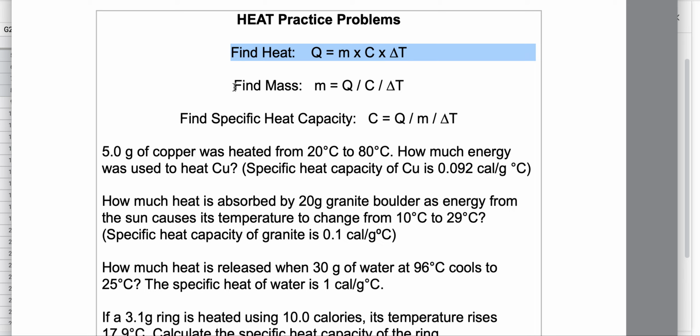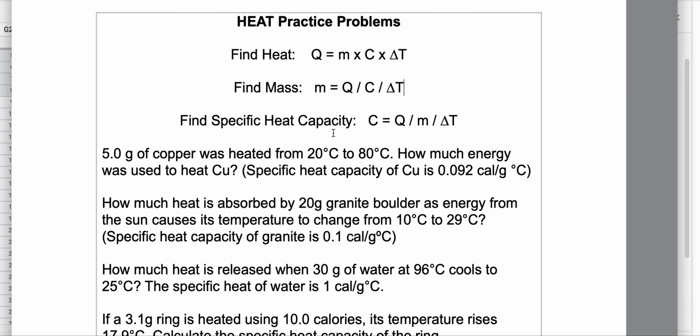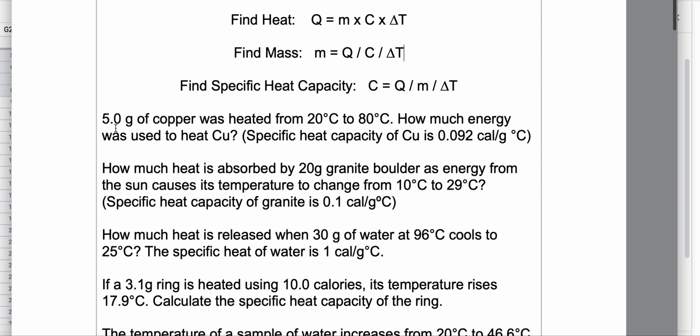Okay? To find the mass, you would take the heat, Q, divided by the heat capacity, and then that number divided by the change in temperature. Same formula, but it's solved for mass. To find the heat capacity, that's the letter C, you take the heat, divide by the mass, and then divide by the change in temperature. So we're going to look at a series of problems here, and all you have to do is follow along with me, and on a separate sheet of paper, you are going to solve these problems and then turn that paper in. Okay? So let's look at number 1 here.